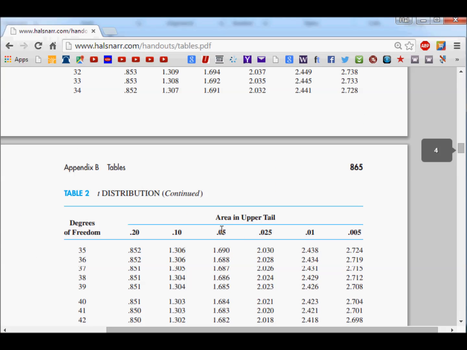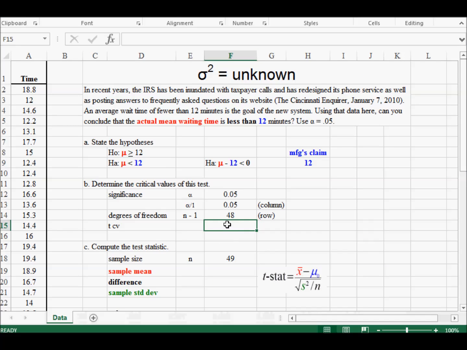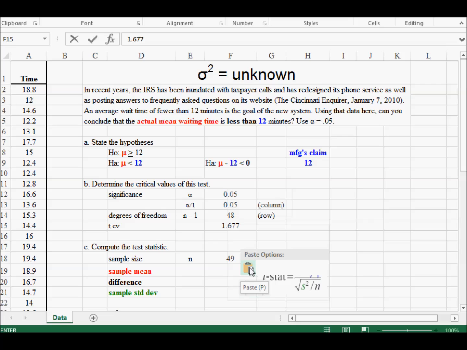We're in column 0.05, and we're in row 48, which corresponds to our degrees of freedom, n-1. The t-critical value is 1.677. So I'm going to copy that and paste it right here. Now, before I move on, I want to go back to the alternative hypothesis. The alternative hypothesis is mu less than 12.